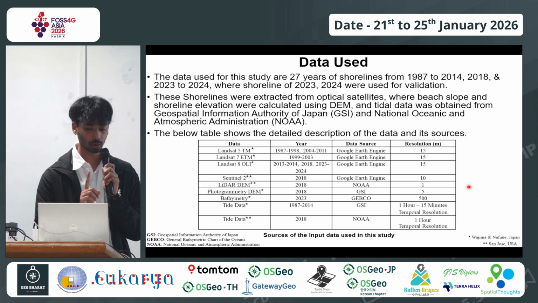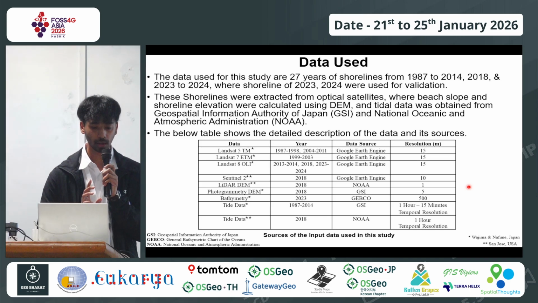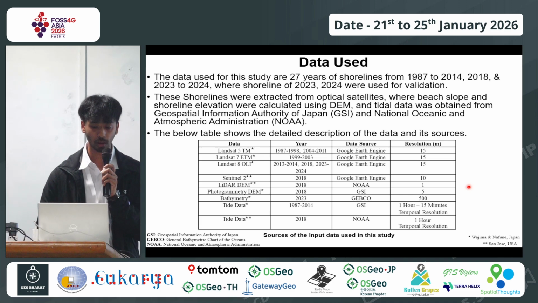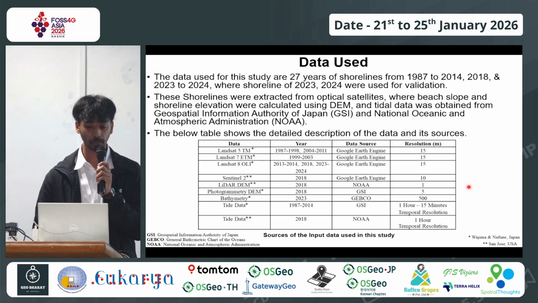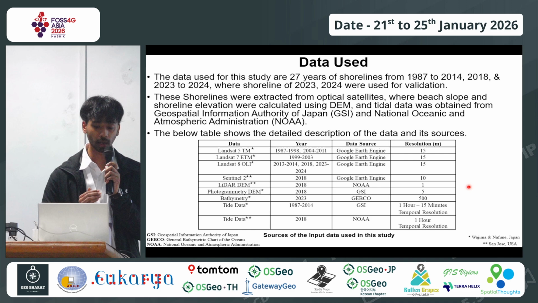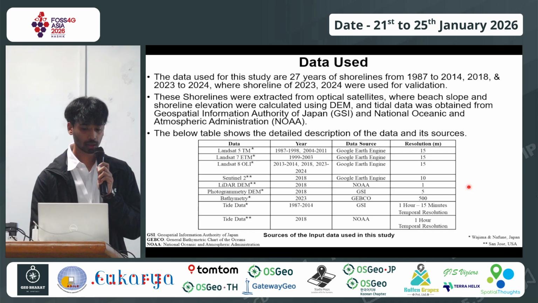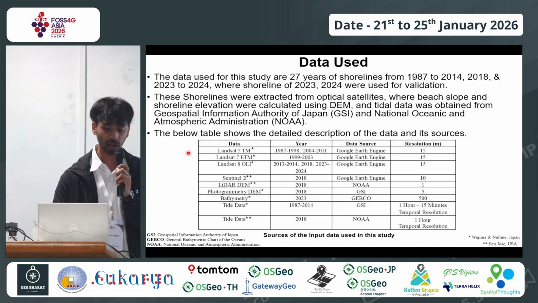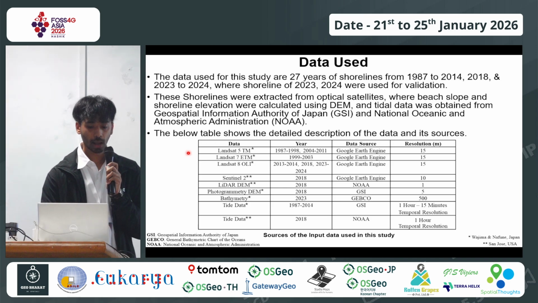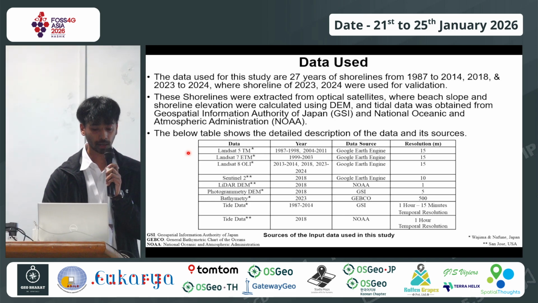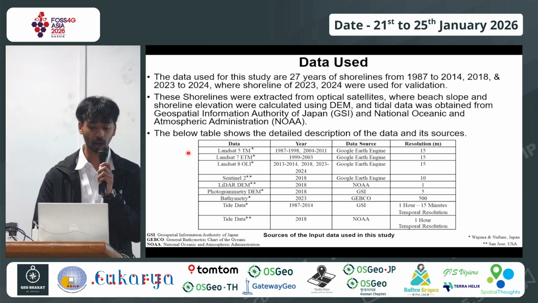Now, the data used for both of the study areas: for San Jose, for tidal correction, I've used only one shoreline, which is for 2018, and then I've validated it for tidal correction. And for Japan, I've used almost 27 years of shorelines from 1987 to 2014. And then I've predicted using these shorelines for 2023 and 2024, and then I've done the validation. The satellites used were Landsat 5 to 8 and Sentinel-2. I've also used tide data to perform the tidal correction. Tide data have a temporal resolution of 1 hour to 1 hour 15 minutes.